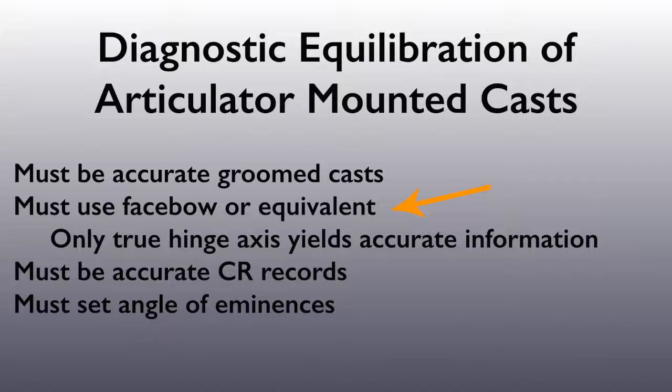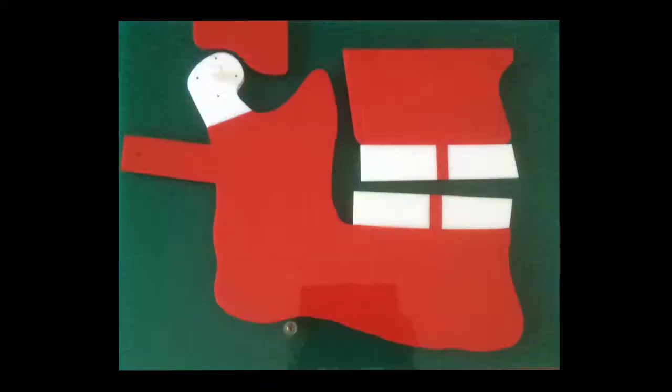A face bow must be properly used so that the mounted casts are reasonably accurate. This is a model which my dad made in the 1950s when he was teaching the importance of locating the true hinge axis of the mandible for doing full mouth reconstructions. When we record the bite, the centric relation record, there is a recording medium placed between the teeth, which means the jaws are separated. The vertical is increased.